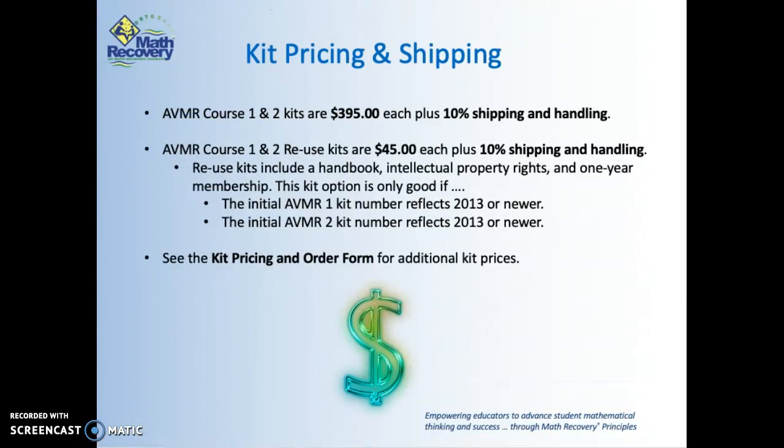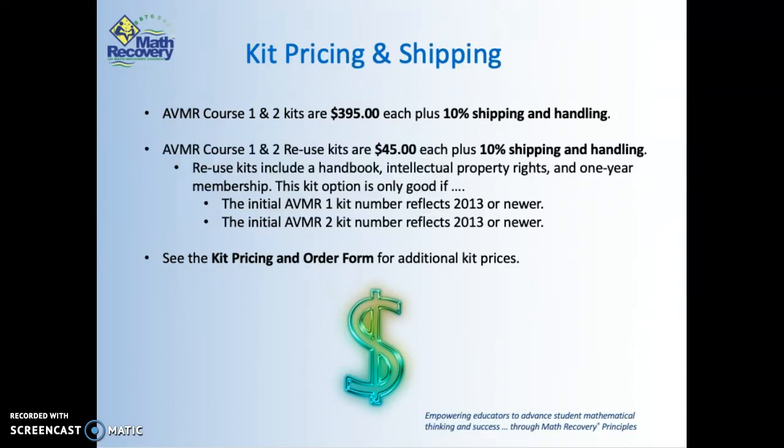Just to highlight a couple of the kit prices most typical to you as champions, ABMR Course 1 and 2 kits are $395 each plus 10% shipping and handling. Course 1 and 2 reuse kits are $45 each plus 10% shipping and handling. Reuse kits are used to make existing kits whole again. Say, for instance, a teacher moves to another district and leaves part of a kit behind. Reuse kits include a handbook, the intellectual property rights, and 1-year Math Recovery membership.